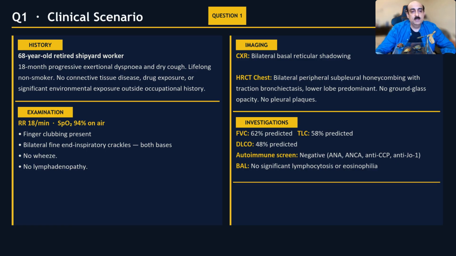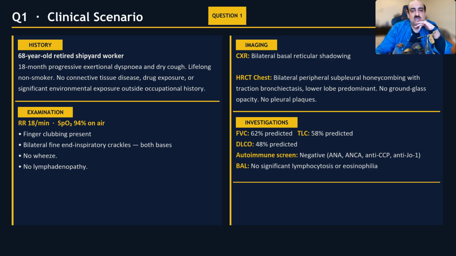Question number 1. History. A 68-year-old retired shipyard worker presents with an 18-month progressive exertional dyspnea and dry cough. He is a lifelong non-smoker. There is no history of connective tissue disease, drug exposure, or significant environmental exposure outside the occupational history. Clinical examination revealed that his respiratory rate was 18 per minute. Oxygen saturations were 94% on room air. There was finger clubbing bilaterally, and he had bilateral fine end-inspiratory crackles at both bases. There was no audible wheeze and there was no lymphadenopathy.